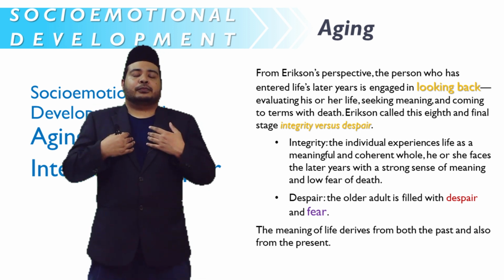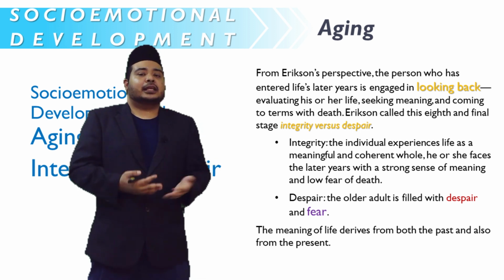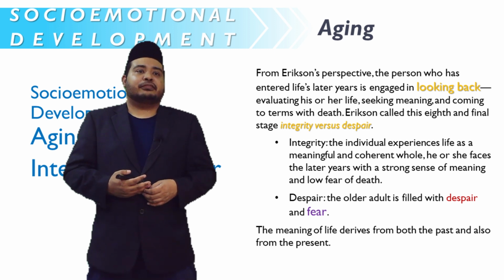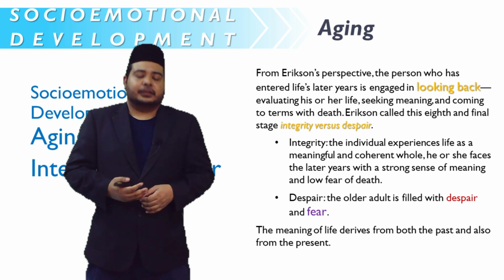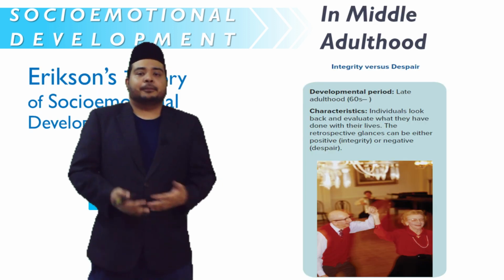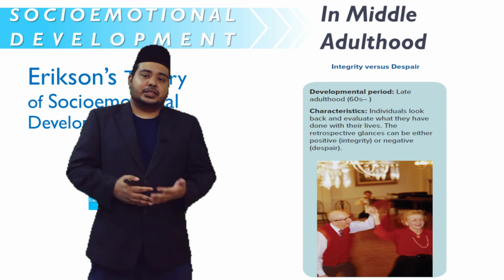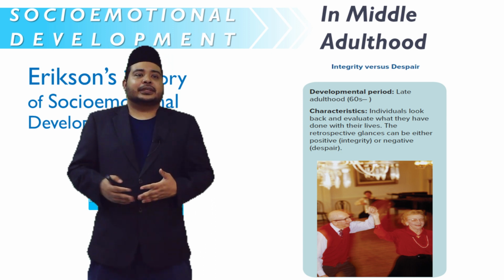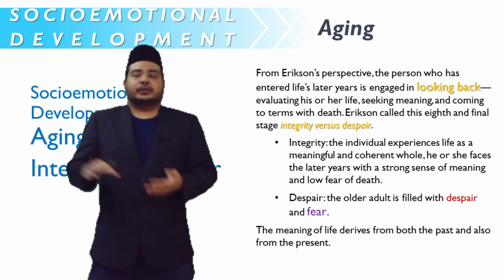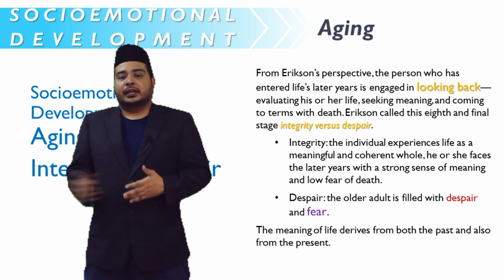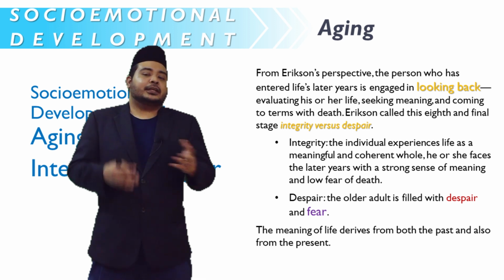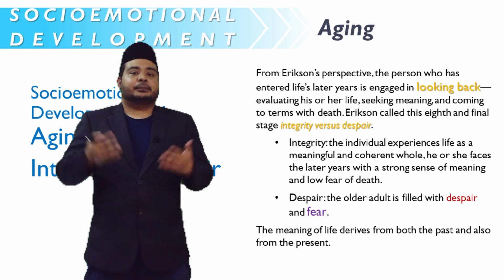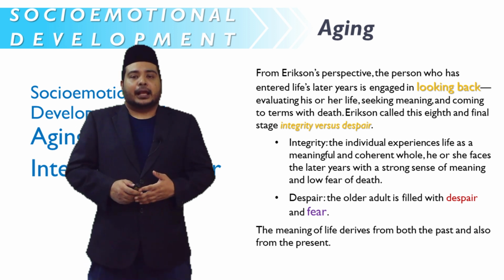Okay, so they feel satisfied with what they have done in their life, and they basically do not have high fear of death. On the other hand, despair. The older adults at this stage are filled with despair and fear because they are regretting whatever life experience they have had. So the meaning of life derives from both the past and also the present at that particular age.